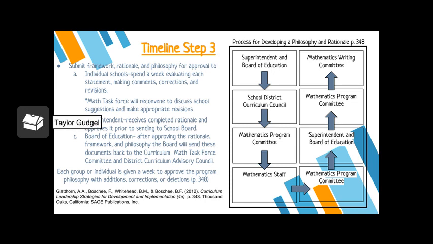Step 3. Submit a framework, rationale, and philosophy for approval to individual schools who need to spend a week evaluating each statement, making comments, corrections, and revisions. Notes: a math task force will reconvene to discuss school suggestions and make appropriate revisions. You also need to submit the framework to the superintendent, who receives completed rationale and approves it prior to sending it to the school board.